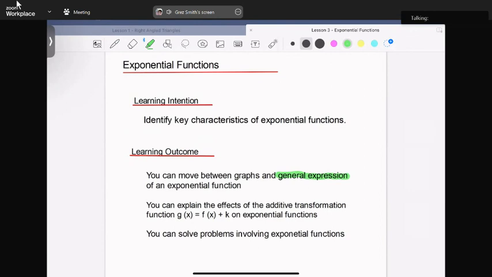So we're going to have a good look at what happens when we transform exponential functions, because it's the additive transformation that creates the most problem. That's this one here. And there is a specific goal that we have to cover on that one.